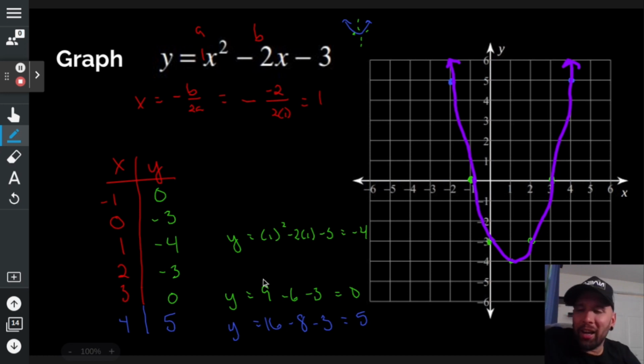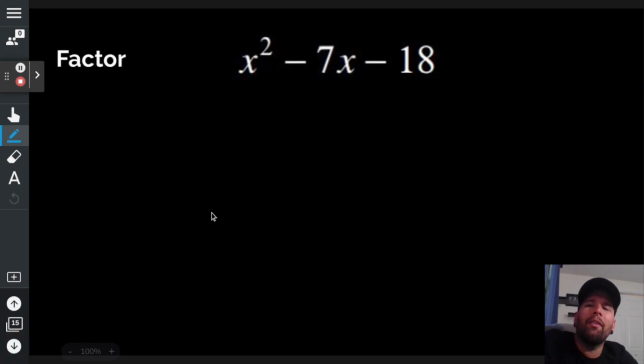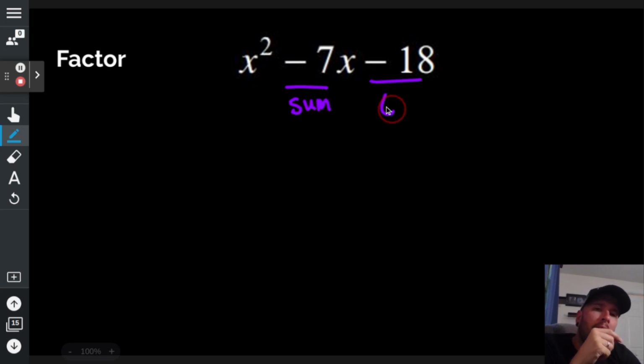All right, let's try another one. Let's see what else we have. We have, factor. Now, factor could mean multiple things. Factor could mean let's find a greatest common factor and bring that out. In this case, I don't have anything in common with these. More often than not in Algebra 2 and in Pre-calculus, factoring means let me give you a quadratic and let's come up with two numbers whose sum is -7 and whose product is -18.